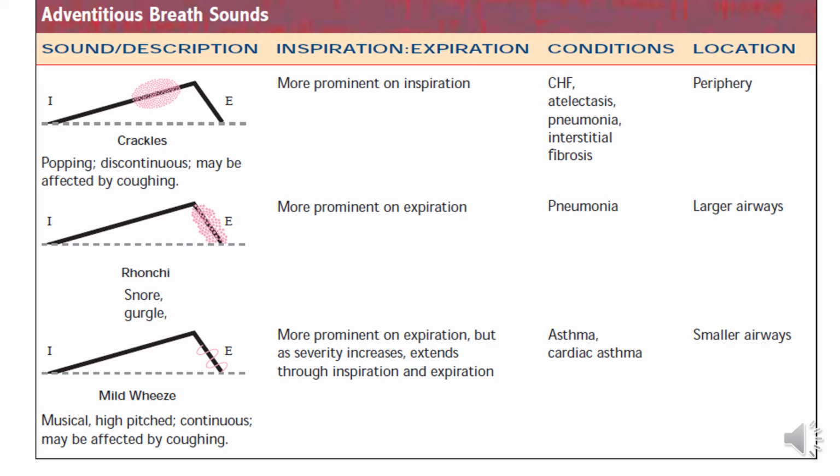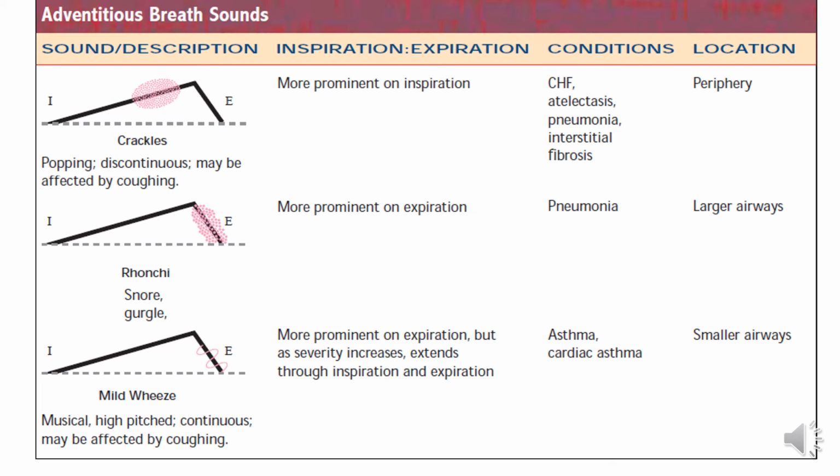The third one is wheeze. Wheeze can be mild or moderate. Whenever air passes through an obstructed or constricted airway, the wheeze sound comes. Here the wheeze sound can be more prominent on expiration, but as severity increases, it extends through inspiration and expiration also. The common conditions where we can hear the wheeze sound are asthma or asthma related to any cardiac problems. The location where we can identify this wheeze is the smaller airways.